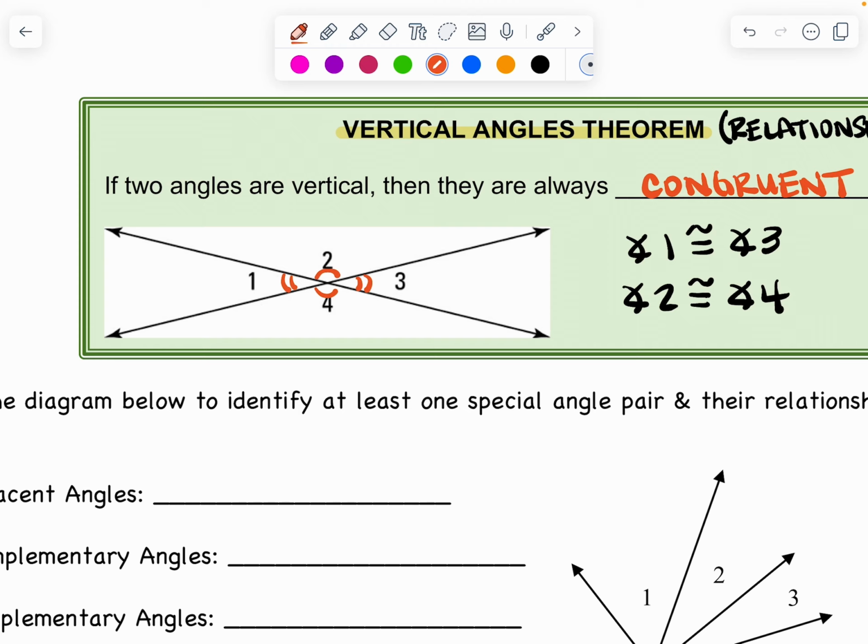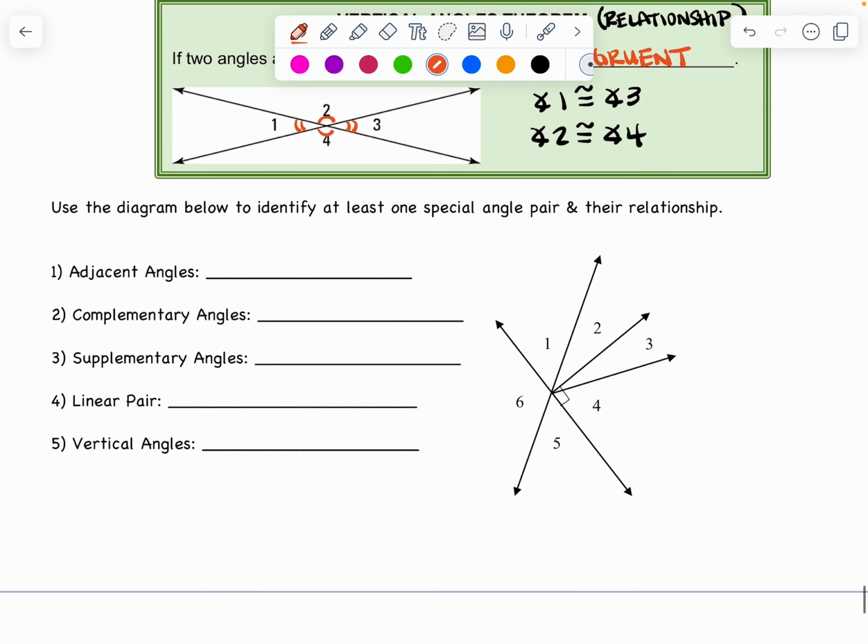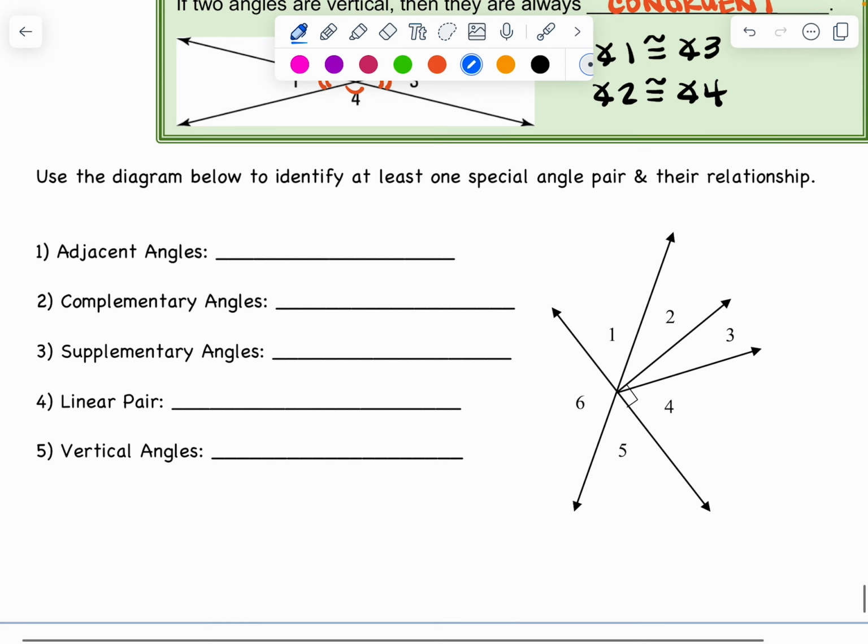We're going to be looking at pictures, we're going to be finding relationships so that we can set up algebra equations, okay? All right, so here we go. Really quick, I'm going to fly through this. Obviously, some of these have more than one answer, so I'm just going to put one of them down. So we're going to list the angle pair and the relationship.